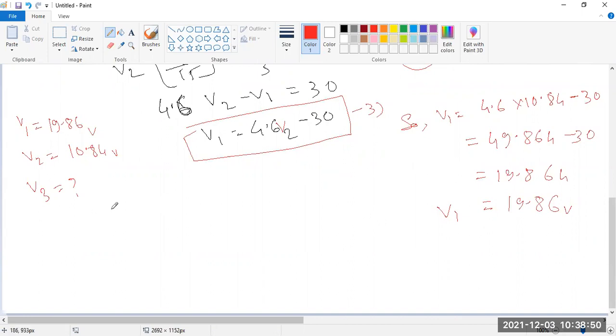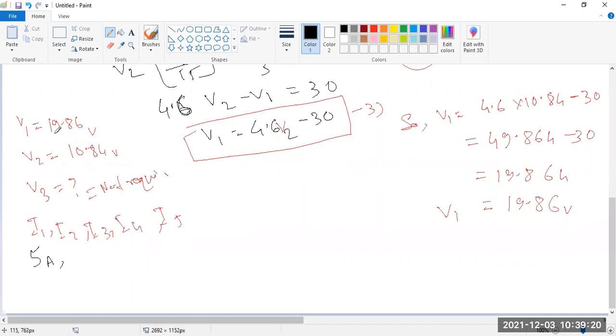So no need of V3, it is not required. I have to find out I1, I2, I3, I4 and I5. So I1 is what? I1 is 5 ampere. It was previously given. Then what is the I2? I2 is V1 by 10. So V1 by 10, V1 is 19.86.